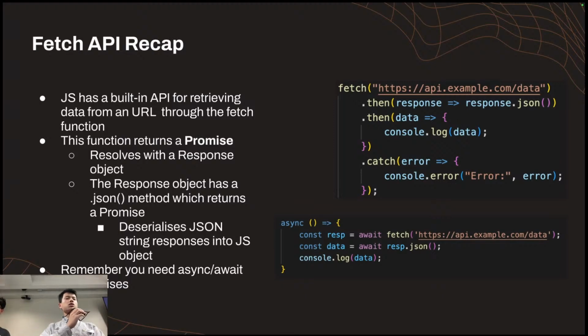From the last workshop, we introduced the Fetch API. It's a built-in API from JS. It will retrieve data from a URL through the fetch function. The function returns a promise, which resolves with a response object, and the response object has a JSON method which returns a promise that can deserialize the JSON string to a JavaScript object. Remember, you can use the syntax async await for promises.